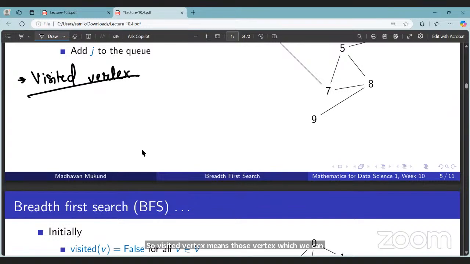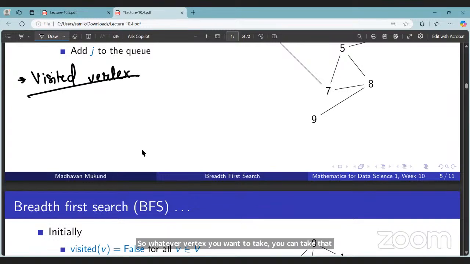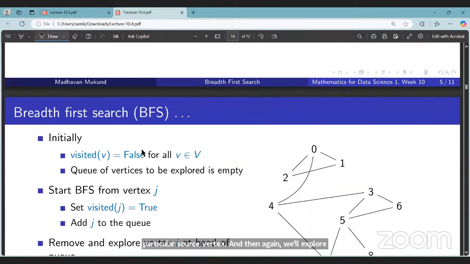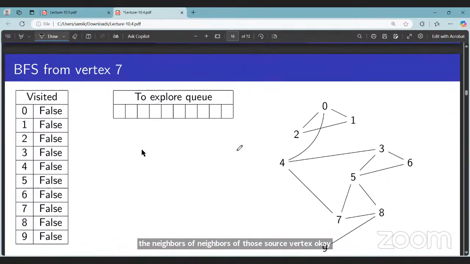Again, the BFS process starts from a fixed vertex. Whatever vertex you want, you can take it as your source vertex, and then we will explore the neighbors of that source vertex, and then again explore the neighbors of those vertices. For that we have a feasible method. Suppose we start our BFS from here.